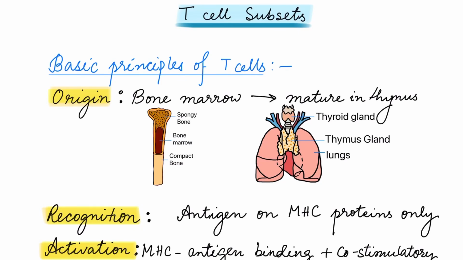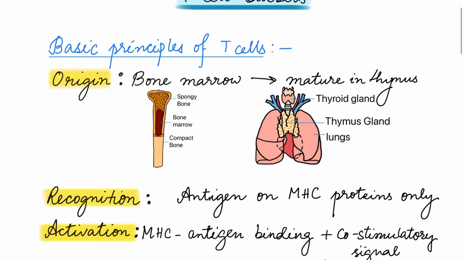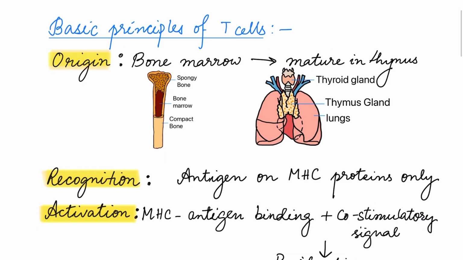Today's topic is T cell subsets. So, where do T cells originate and mature? T cells originate from hematopoietic stem cells located in the bone marrow, however, they do not mature in there. Immature precursor cells migrate to the thymus, which is a specialized primary lymphoid organ situated behind the sternum.